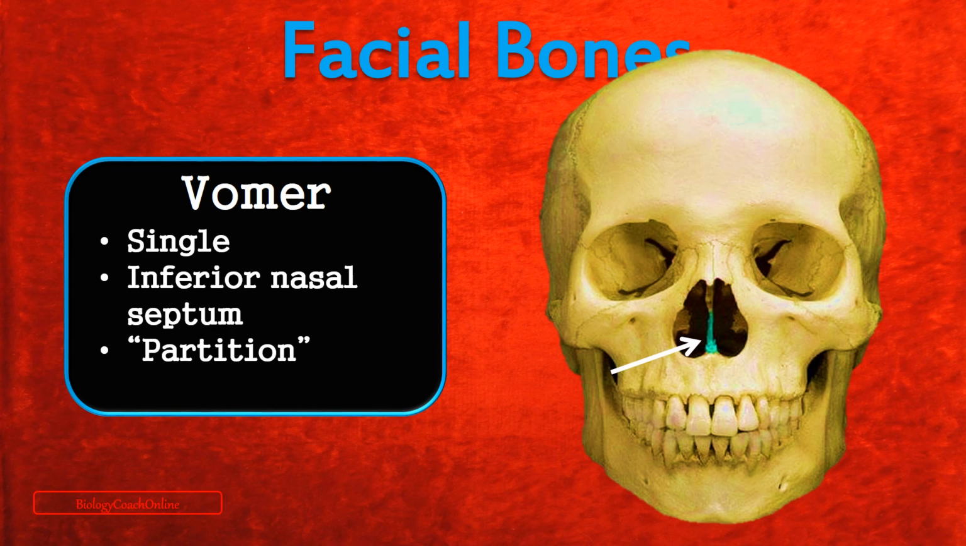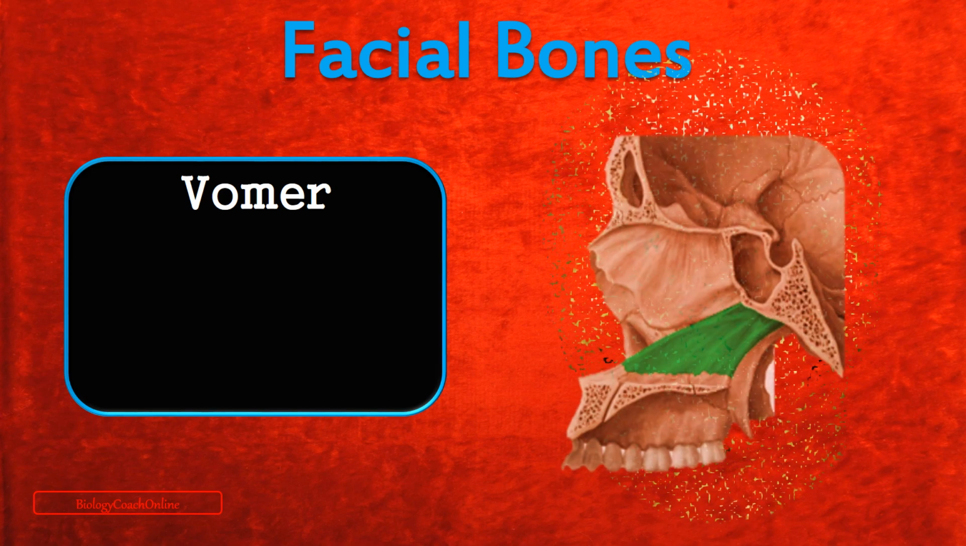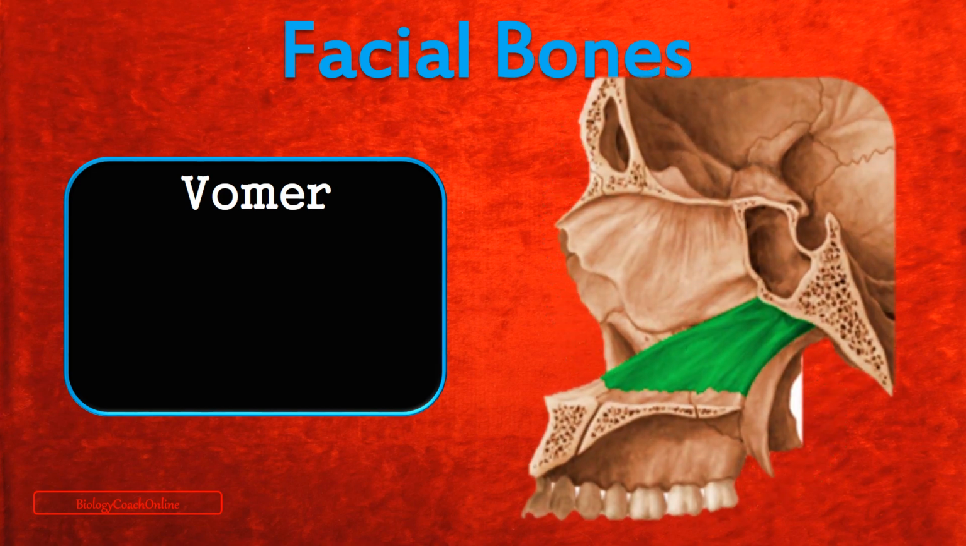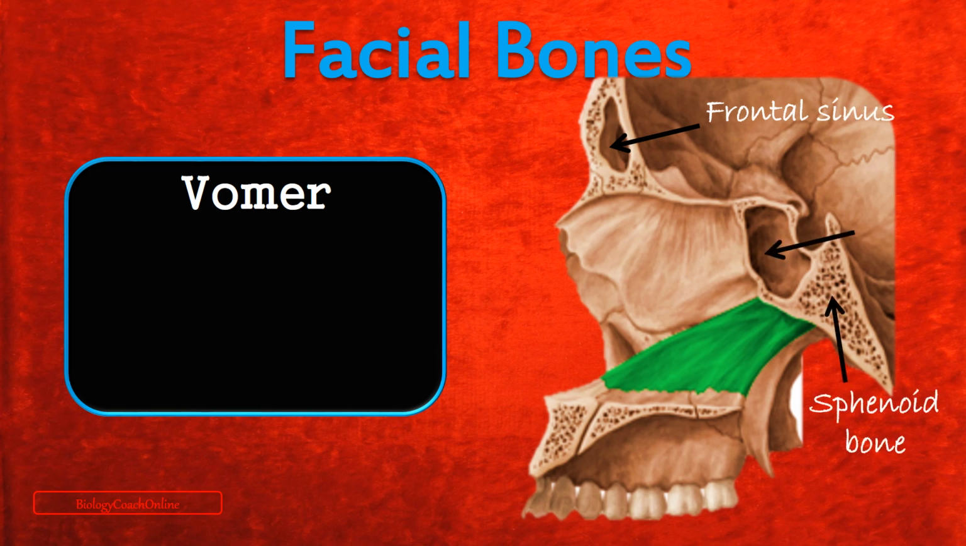Now if we bisect the skull and go inside, we have this view. Once again, to keep you oriented, here is the frontal sinus. This is the sphenoid bone, and so this is the sphenoid sinus. Here is the maxilla, and this is the ethmoid bone.